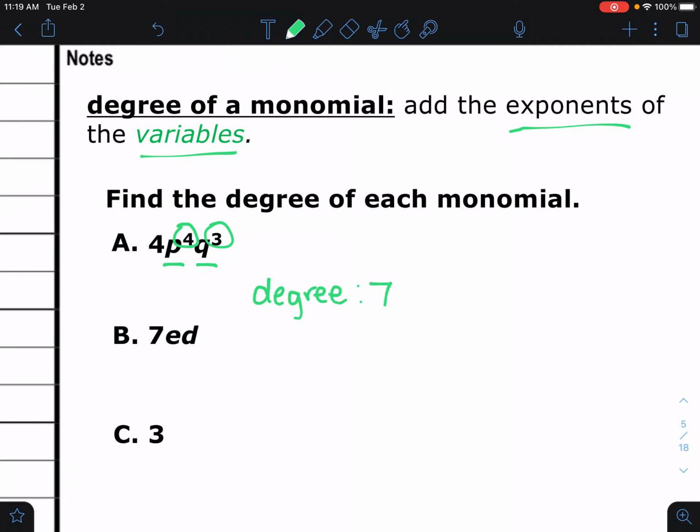Okay? And that's all you have to do to find the degree of a monomial. All right? Now, sometimes there can be a little bit of tricks here when they do this, so you have to be aware of what's going on. And remember to keep in mind some of those hidden things. So this part B here, it says 7ED. So this is 7 times E times D.